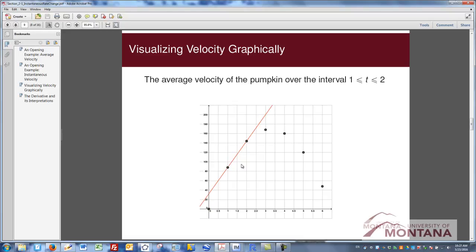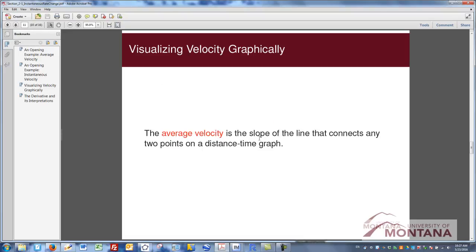And then even flatter slope here for when we looked at the average velocity computation over the interval from 2 to 3. Here the horizontal component was 1 second, but the vertical component was only 24, so quite a shrinking in that slope. So literally what we're doing when we compute the average velocity, it's the slope of the line that connects any 2 points on a distance time graph.